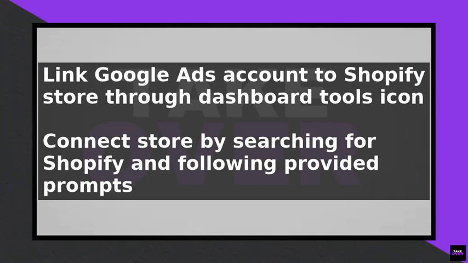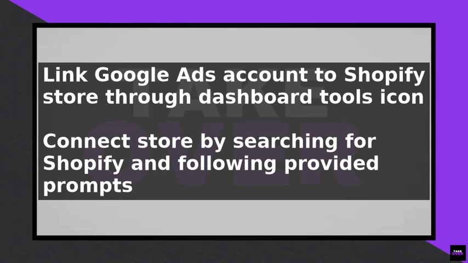Now, let's create a new campaign. Click on the Campaigns tab and then click on the plus button to create a new campaign. Choose the goal of your campaign, such as sales or leads, and select the campaign type, which in this case is shopping. You will then be asked to set a budget for your campaign.